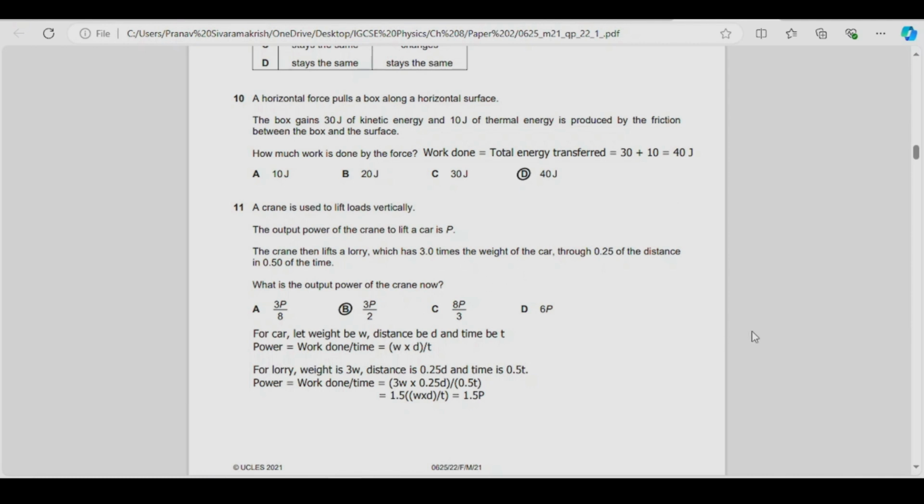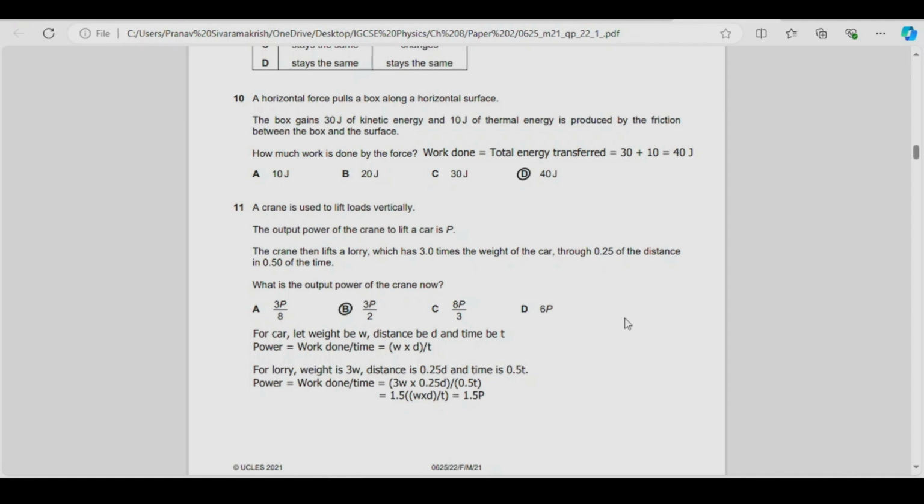The best way to do these types of questions, I find, is to write out a formula for the initial scenario. For the car, assume its weight is W, it moves a distance D, and the crane lifts it that distance D in a time T. Then the power is the work done divided by the time. The work done here is the weight multiplied by the distance. Why is that? Because we're transferring gravitational potential energy to the car. We know that gravitational potential energy is mgh.